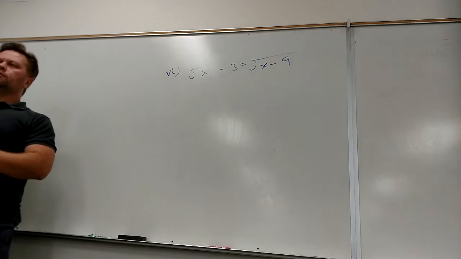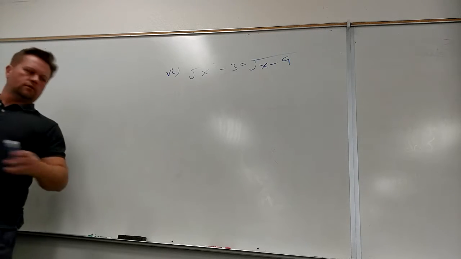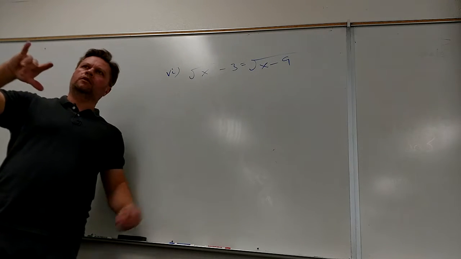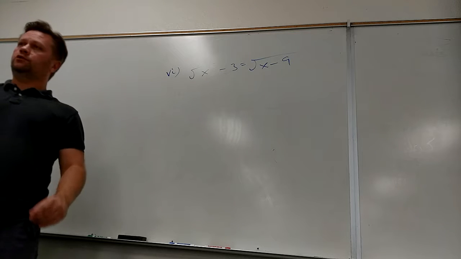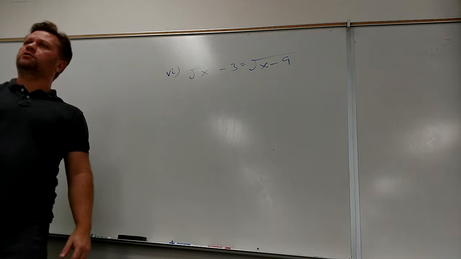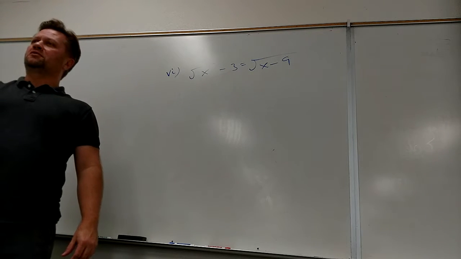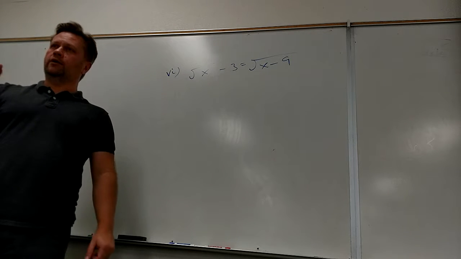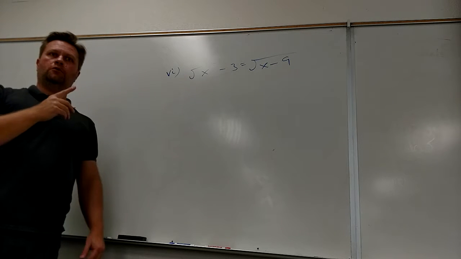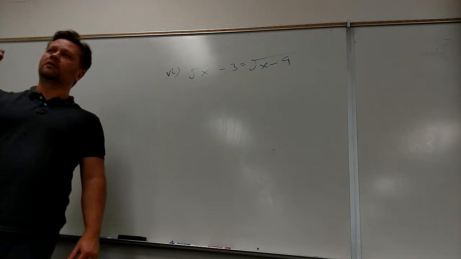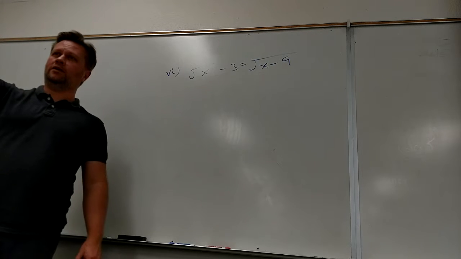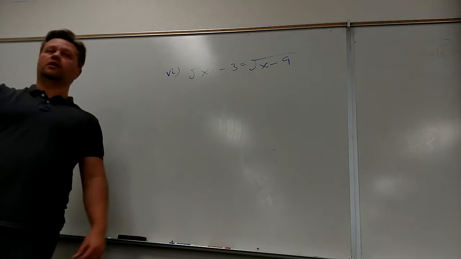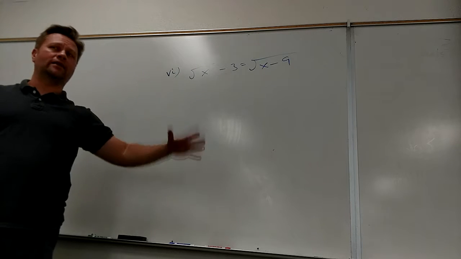All right. So now, let me ask you this. If to kill a radical I have to square, and I see 2 radicals in my equation, what am I eventually going to have to do? If I kill a radical by squaring, and I see 2 radicals in my equation, I'm eventually going to have to square twice. Eventually.